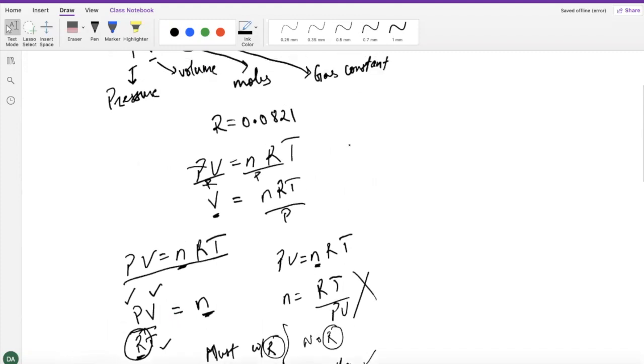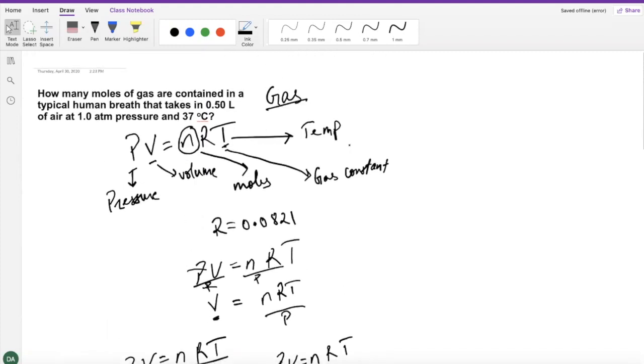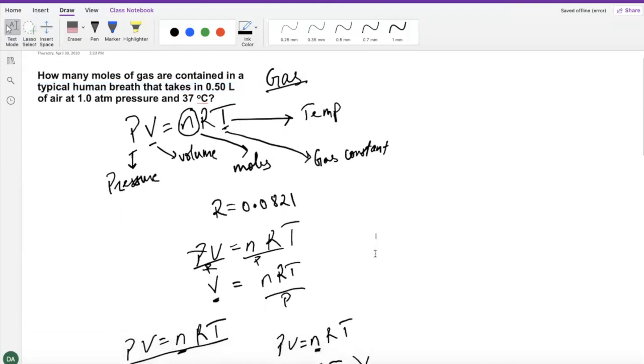Now, this is just one example, guys. The question says: how many moles of gas are contained in a typical human breath that takes in 0.50 liters of air, at 1 atm of pressure and 37 degrees Celsius? Guys, can you tell me what is given to us in this question?